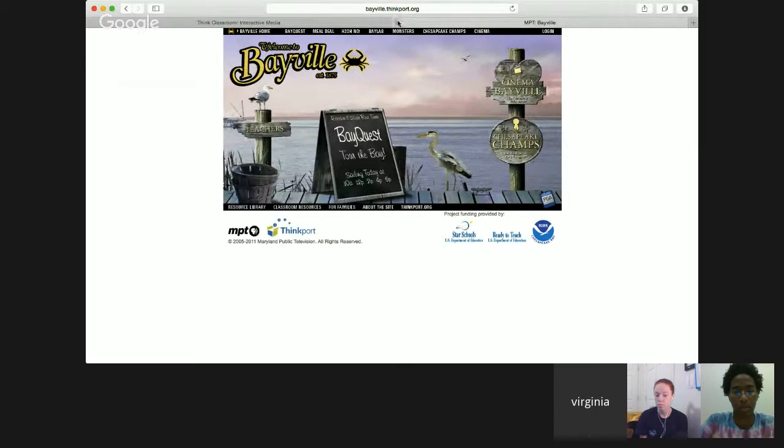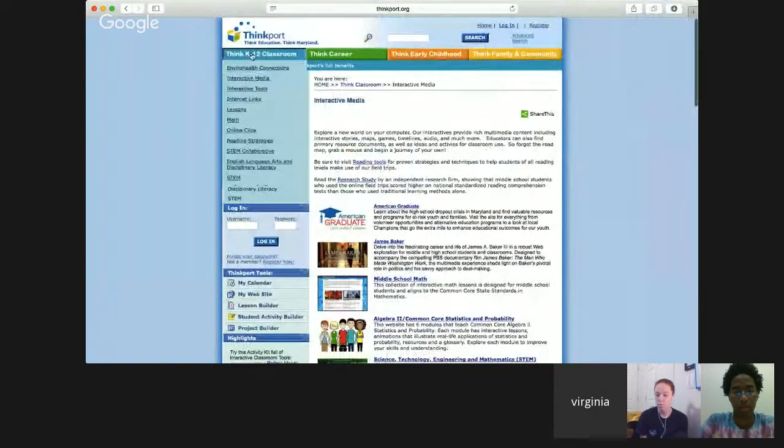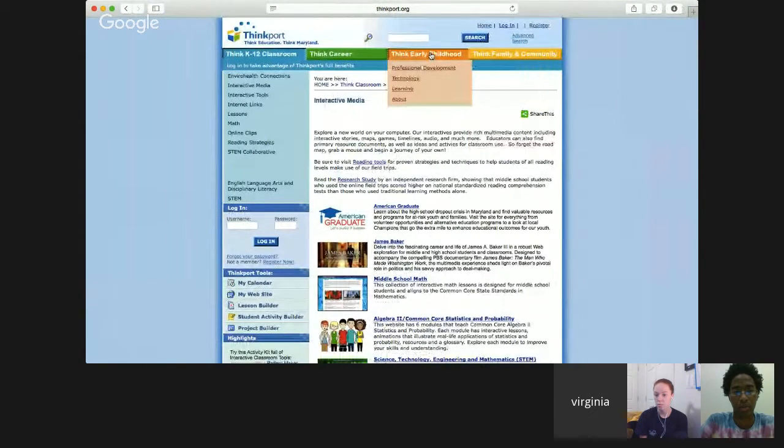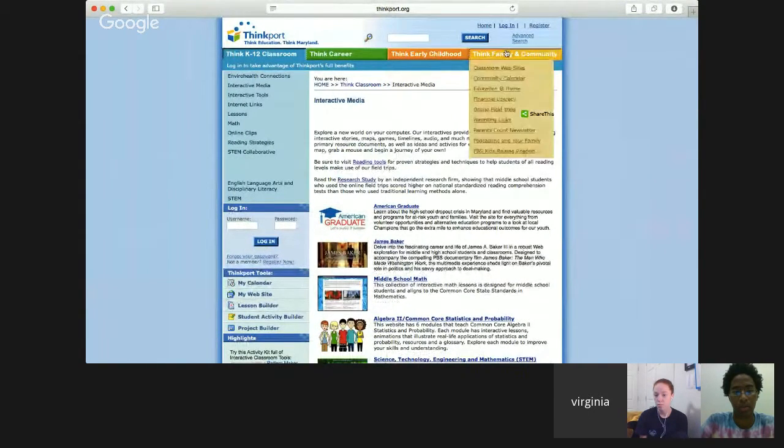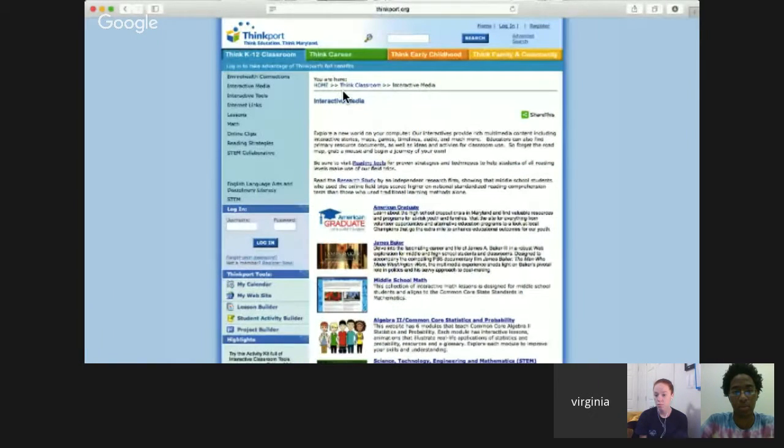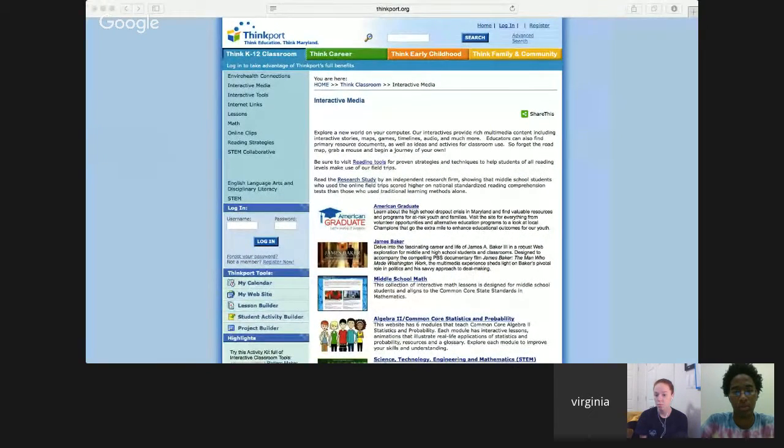So that's really interesting. They have parts for K through 12, and they have early childhood parts, and they have parts for the family and community. So even if you're not a teacher, but you sign up as a parent, you still have a lot of things that you can do. This is very helpful because it keeps everyone in the school district, parents and teachers, connected. That's a really big part of it, and it's super helpful.